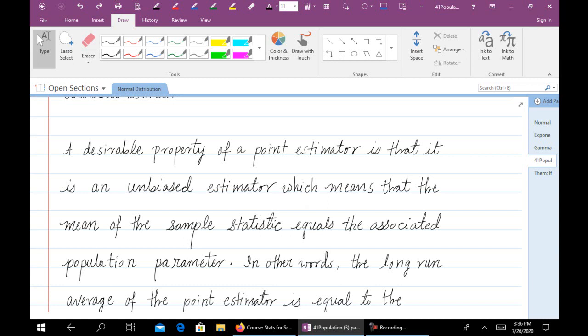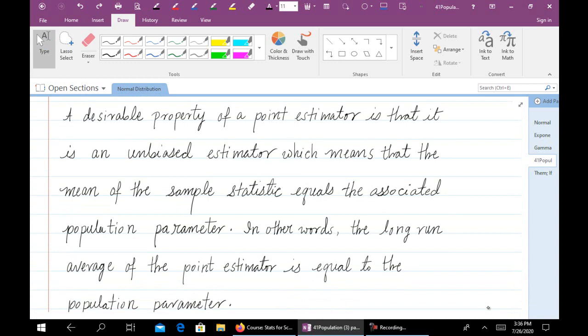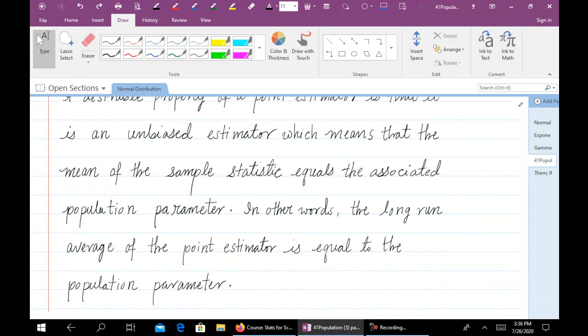What that means is that if I calculate the expectation of the sample mean height, then that's going to be equal to the population mean height. The expected value of the sample mean height is the population mean height. That's what it means to say that the sample mean height is an unbiased estimator for the population mean height. So in other words, the long run average of the point estimator is equal to the population parameter.